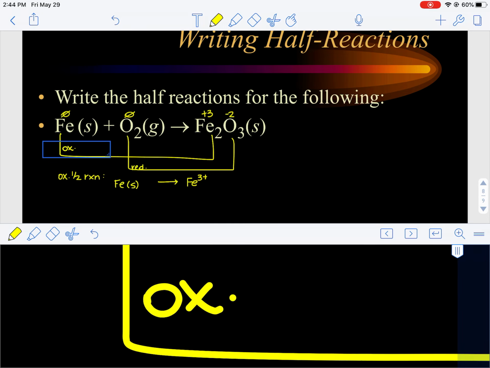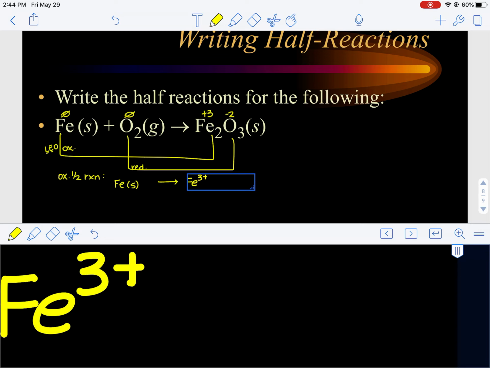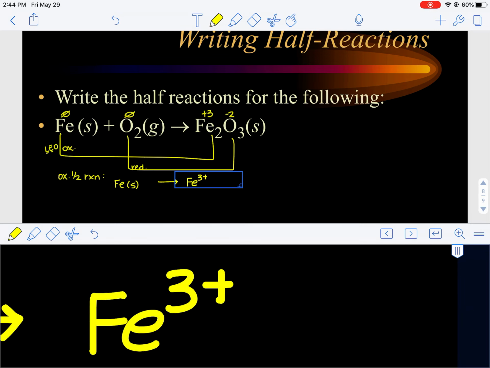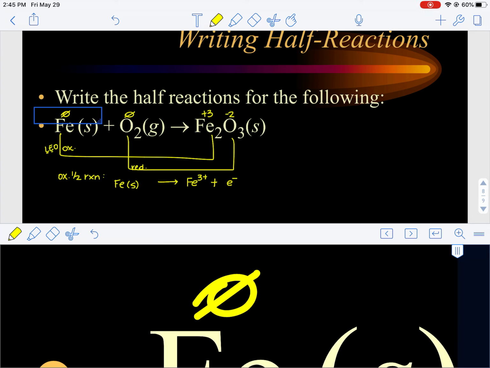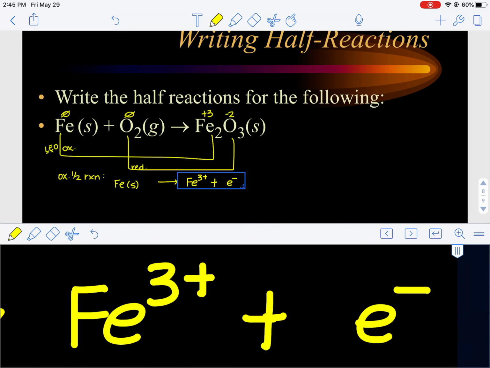How did it get there? It was oxidized. Oxidized means LEO, losing electrons. Think about enthalpy. If I wanted to lose heat, would I write it on the reactant or the product side? You're right. I would put it on the product side. How many electrons did the iron lose? That is answered based upon its change in oxidation numbers. We started out with 0 for the oxidation number, and it changed to positive 3. So how many electrons did it lose? 3.